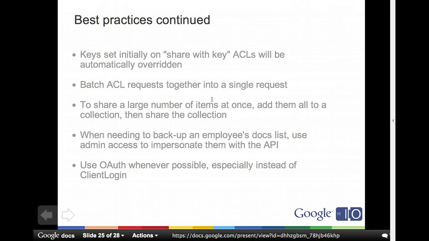Also, access control list requests, so essentially sharing requests, should be batched together as much as possible. If you have an enterprise domain and you're trying to share something with 1,000 out of 8,000 of your employees, you should batch those individual share requests into a single request to the Documents List API, right? So why send 8,000 requests to the API when you could send one, right? Remember, a smaller number of requests is better.